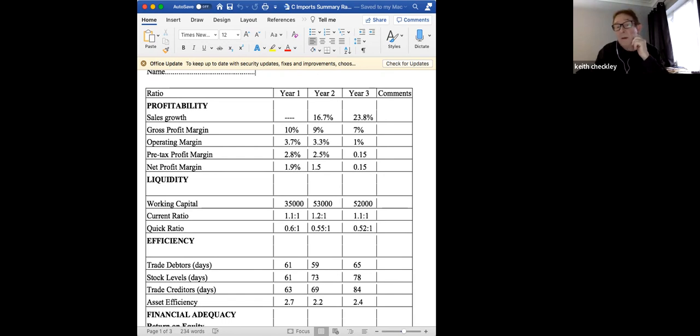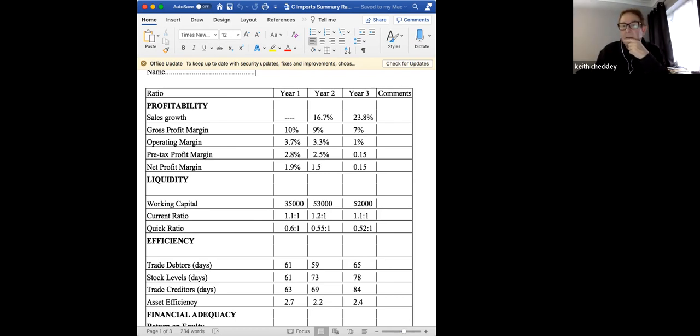Okay, so top line, to start with, the sales profile. You can see there's good growth there into year two, 16.7% increase in sales, and then moving up to 23.8%. So, he's achieved substantial increases in sales in what's probably quite a competitive type of business. So, that's quite a good thing. You can see there's a comments box on the right there where you can make a few comments.